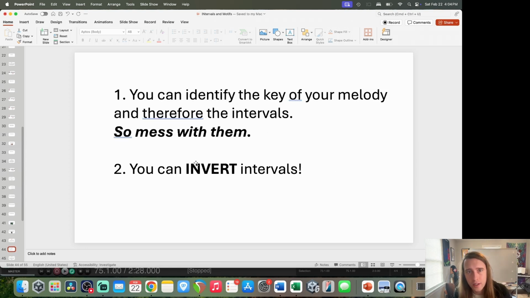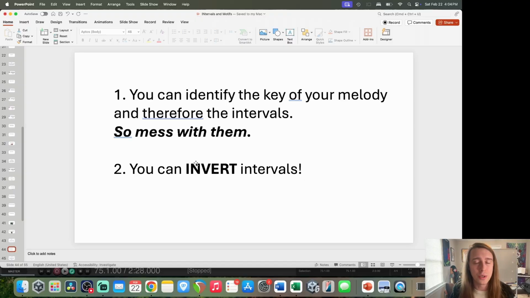Well, one, now you can identify the key of your melody and therefore the intervals, so you can mess with them. In the last video, we learned how to know what key the melody that you created is in. And so from there, you can know what the scale is. And so you can say, oh, I'm in this scale, so it has these intervals in it. And now I can say, well, if I'm in a major scale, and I want it to sound sadder, maybe I can drop the major third to a minor third. Or maybe I can even mess with the sixth and turn the major sixth into a minor sixth, or maybe even make the fifth diminished and see what happens.